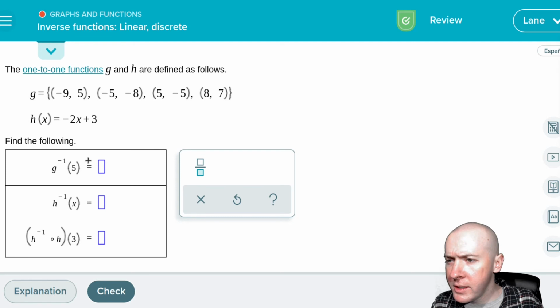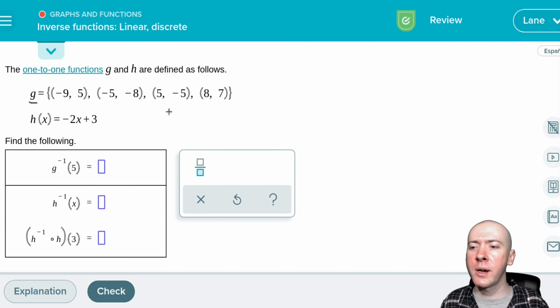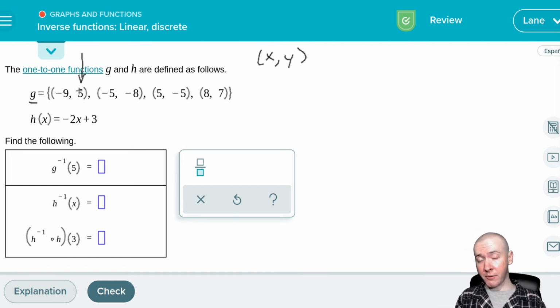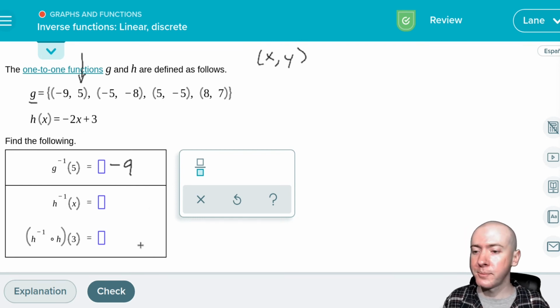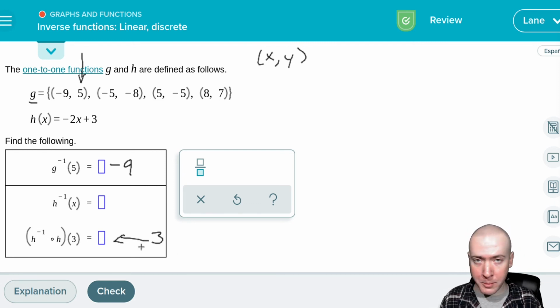This first one is asking us something about this function g. It says, what's g inverse of 5? So we look for where the y value is 5, right? x comma y. So the y value is the number in the second place. This point, negative 9, 5, has the y value 5, and so negative 9 is g inverse of 5. Okay, this last one, our answer is going to be 3. For problems in this topic, that's always going to be the case. You just take this number, and that's your answer.